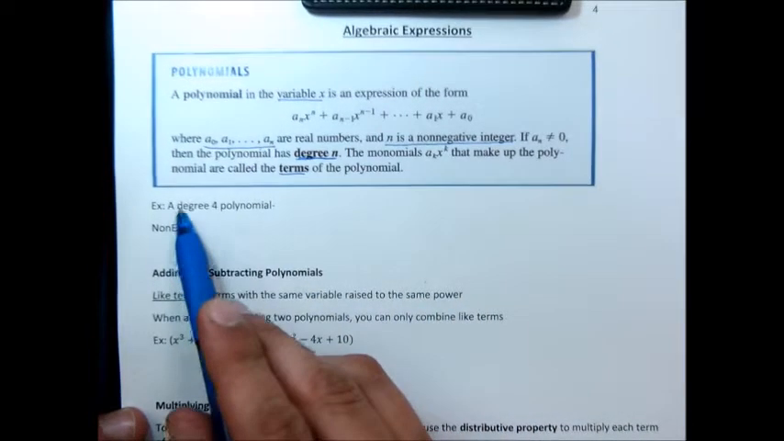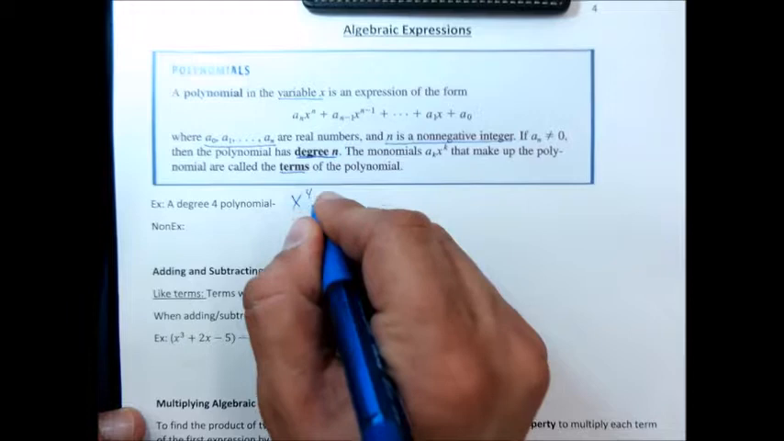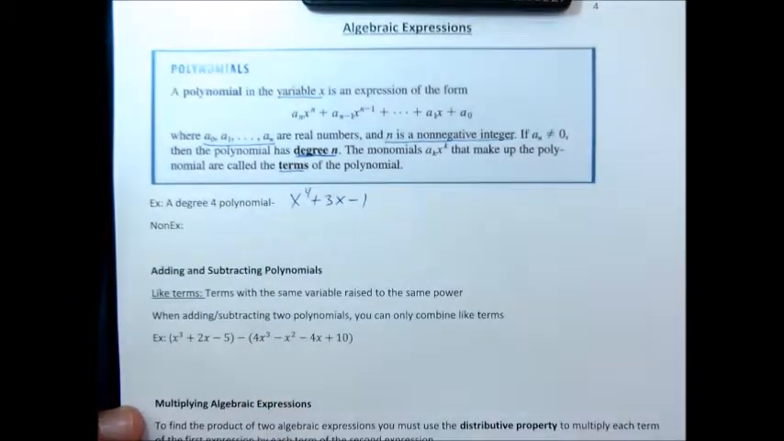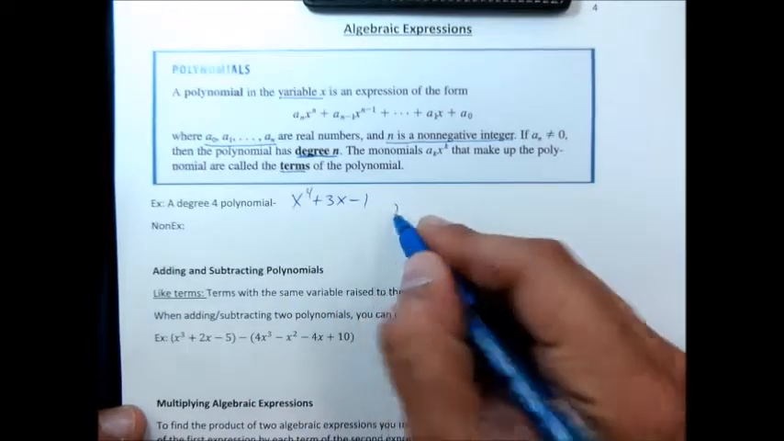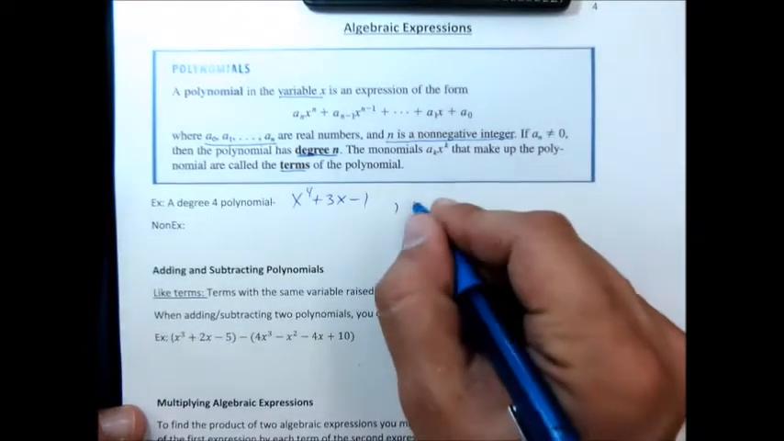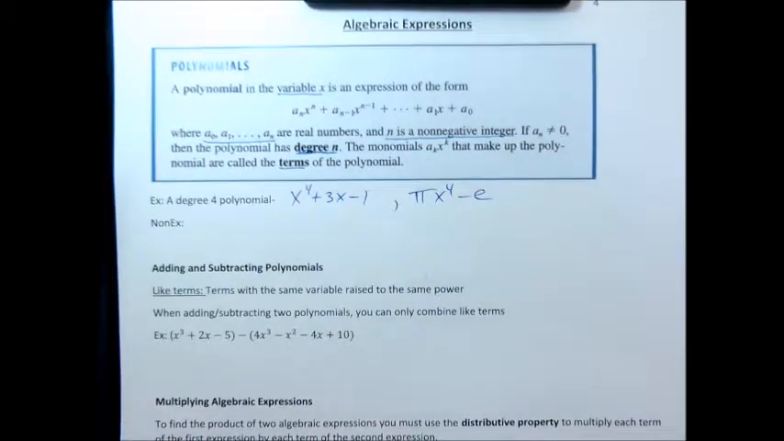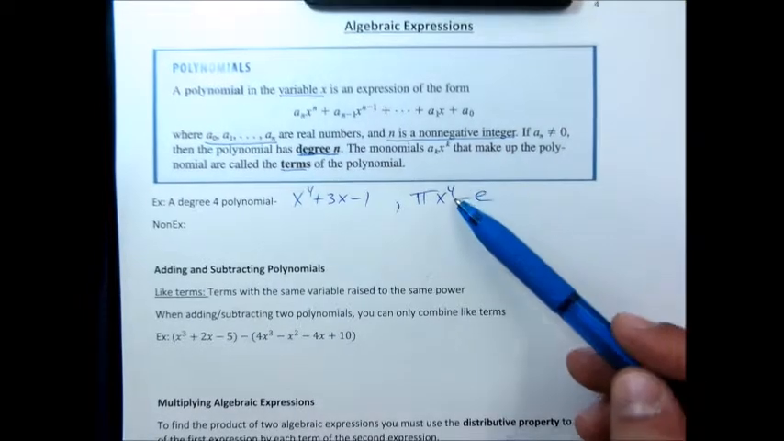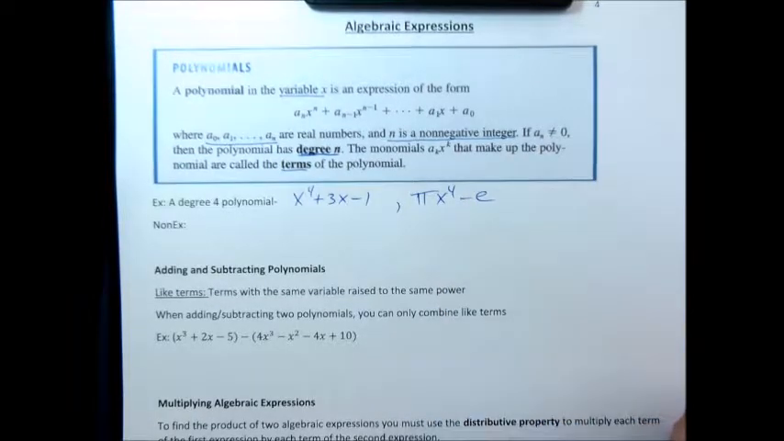For example, a degree 4 polynomial would be any polynomial we could write down where the biggest power is 4. Something like x to the 4th plus 3x minus 1 is a degree 4 polynomial because the biggest power is 4. But I want to point out that the coefficients don't have to be positive, and they don't have to be integers. They can be weird, like pi x to the 4th minus e. Those are two strange constants, but they're still constants, and the biggest power is a whole number, 4. That's what makes those polynomials of degree 4.